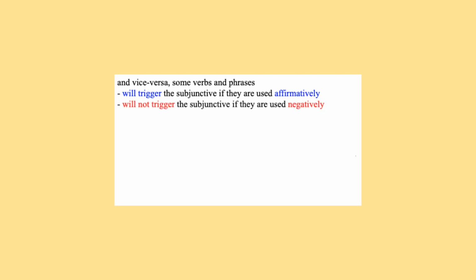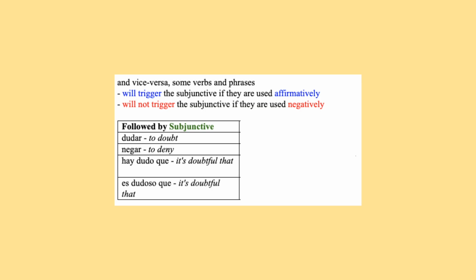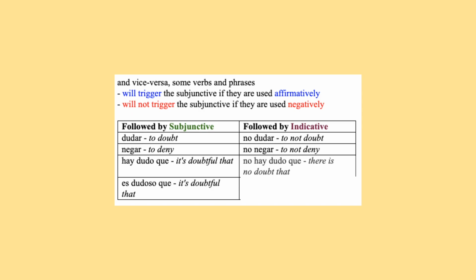The reverse is also true. Some verbs and phrases only activate the subjunctive if used affirmatively, but they will not activate the subjunctive if used negatively. So some affirmative subjunctive verbs and phrases, we have dudar, negar, dudo que, es dudoso que. And the negative form of these verbs and phrases use the indicative, and they do not activate the subjunctive.